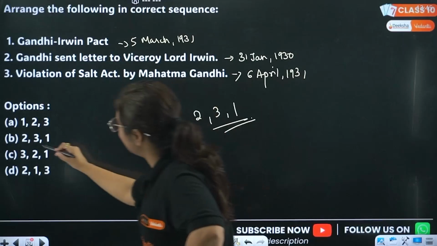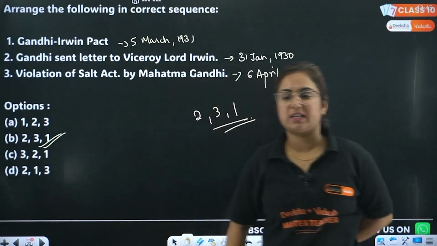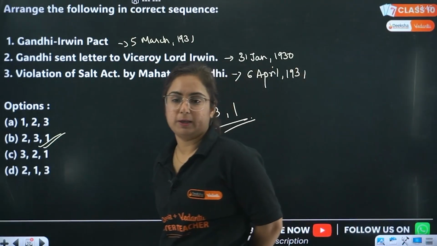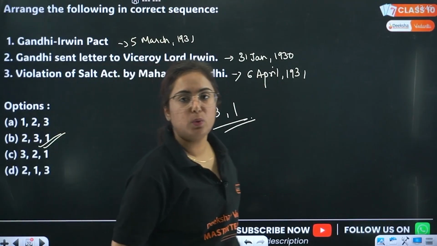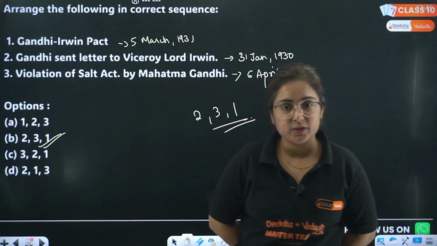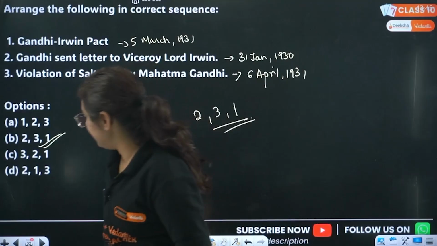The correct answer to this question will be B, that is 2, 3 and 1. Clear? Okay? The story is somewhere like this.